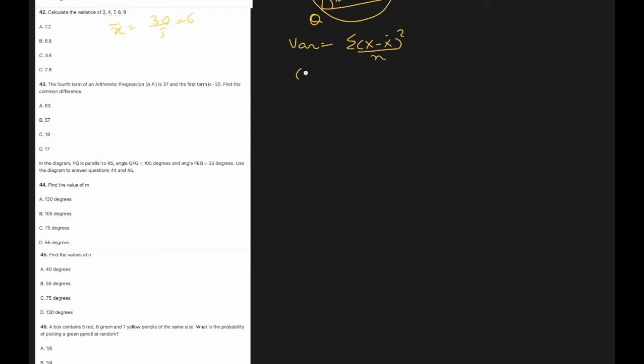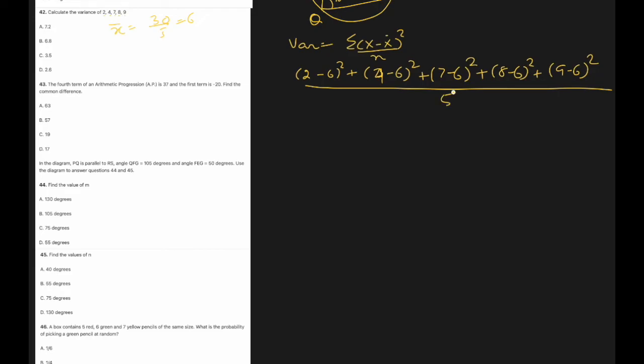So let's find this one now. From every x, like this is 2, the first x for me, I will subtract the mean, which is 6, and square it. And then sigma means add them. Similarly, 4 is the next one. 4 minus 6 squared plus 7 minus 6 squared, 8 minus 6 squared, plus 9 minus 6 squared, over, how many are there? 5. So this becomes how much? 2 minus 6 squared is 16, yeah.